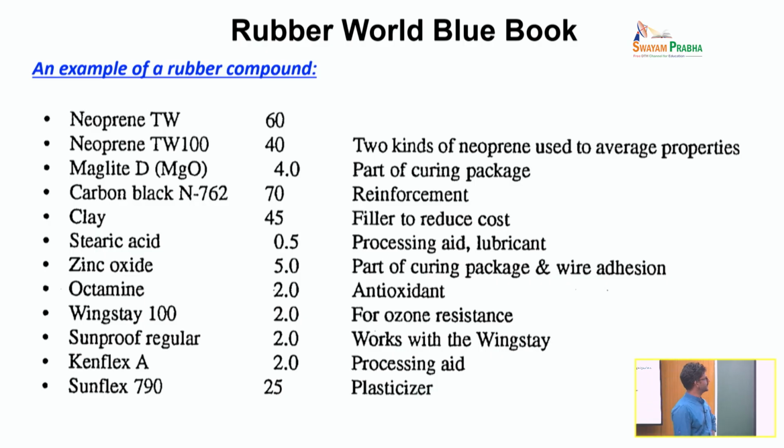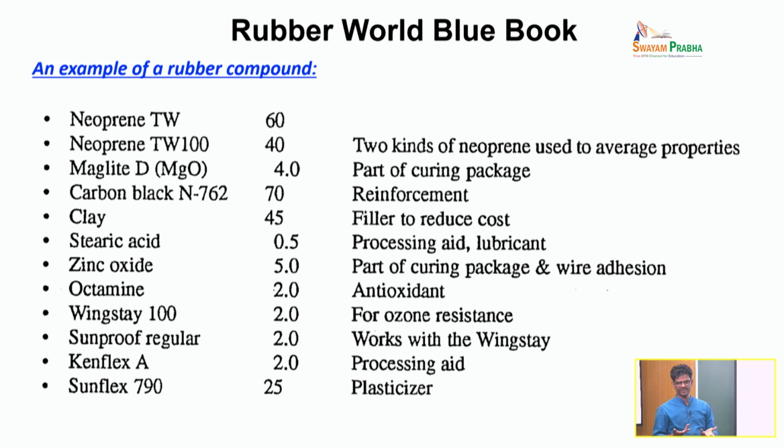So here is an example. There is something called the Rubber World Blue Book. It's basically like a cookbook, a recipe book that contains plastic formulations. If you want a particular compound to be made, what is the recipe? You basically buy these resins and various things, add and mix, and that's how you mold it. If you look at this, it is basically a rubber material. Let's say it could be a tire.